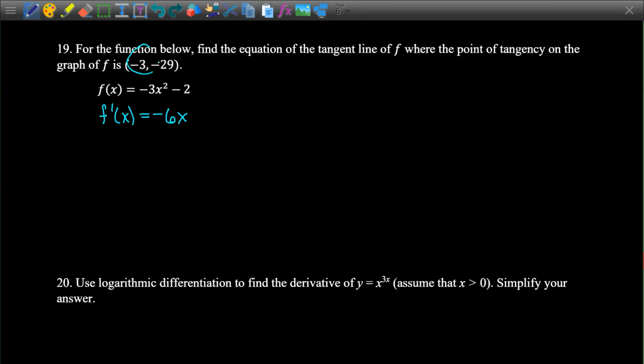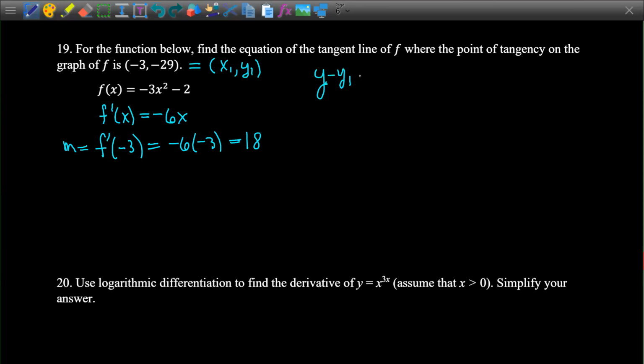And at the point -3, our slope, which I'll say is m, this is given by f prime. Plug in that x value where that point of tangency is. And this is going to be -6 times -3. So it's going to be positive 18. That's our slope. And then we have a point that was given. So I'll call this the x1, y1 that we'll need for our equation.